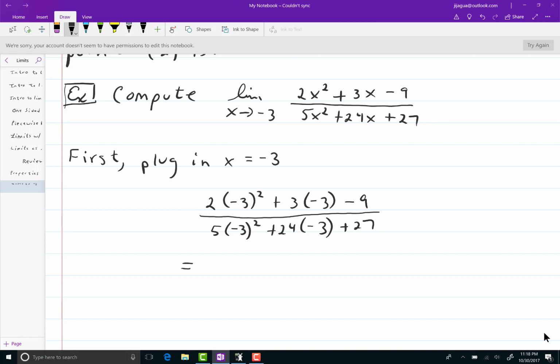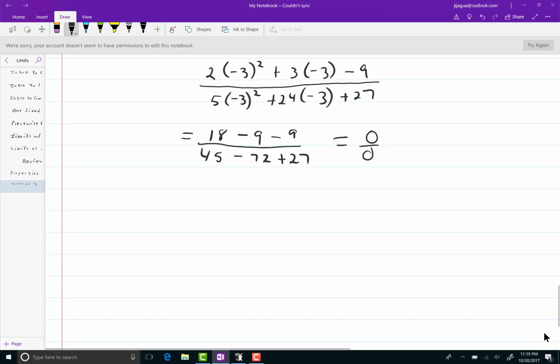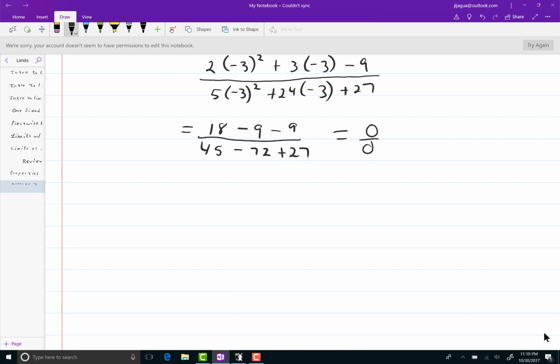Let's see. 2 times -3 squared. So I have 18 minus 9 in the numerator divided by 45 minus 72 plus 27. Well, when you compute these, this turns into the dreaded 0 over 0, and that doesn't count. Now, you can always do this with your calculator, but I want to do it by hand and show you the steps. It's very important to see what we're doing here.